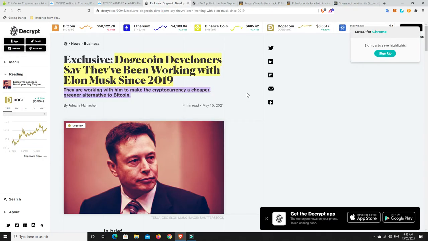All right, so Dogecoin developers say they've been working with Elon Musk since 2019. Now, I think the way this has been worded, they've probably been speaking to him. I don't know so much if they've really been developing and working with him. So I'd say that's a slightly sensationalized headline grabber, in all fairness.